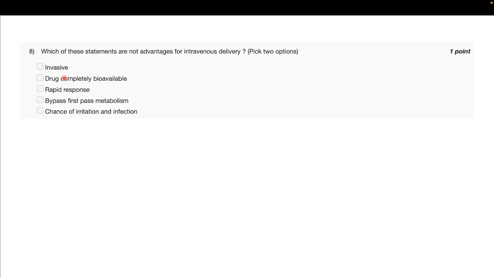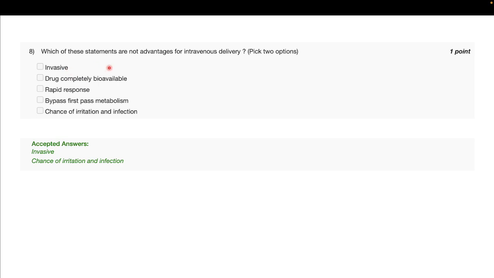1 and 2, okay. Thank you for answering. Anybody else? So we have to list down the disadvantages of IV. Invasive and chance of irritation and infection. Right, so 1 and 5. So yeah, you're correct. So the first one who answered, half of your answer was right.